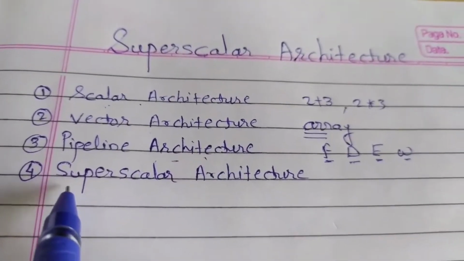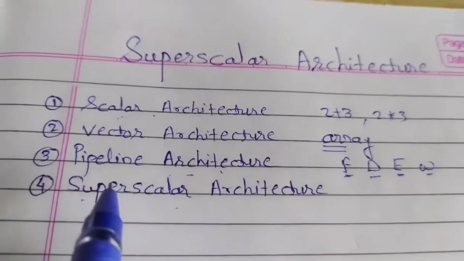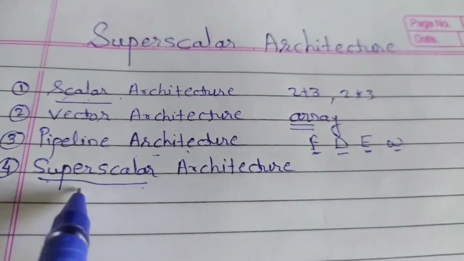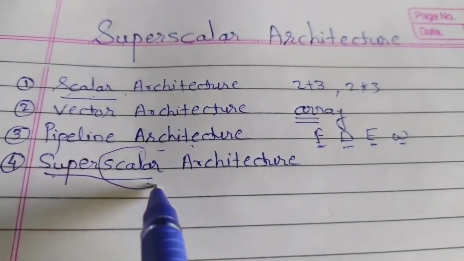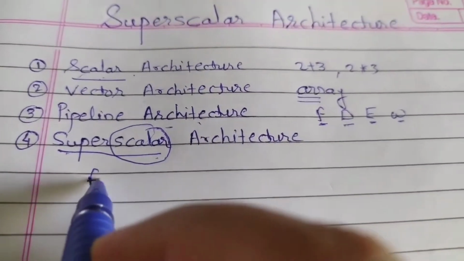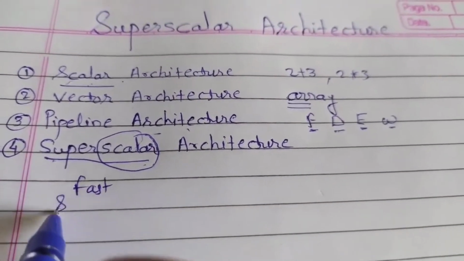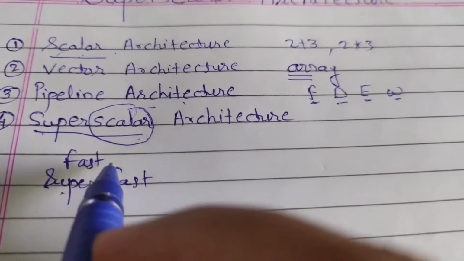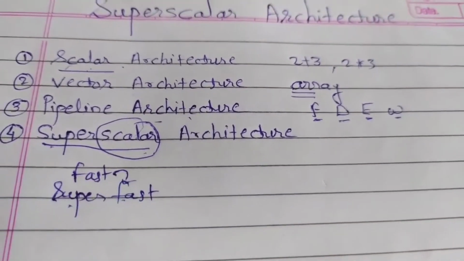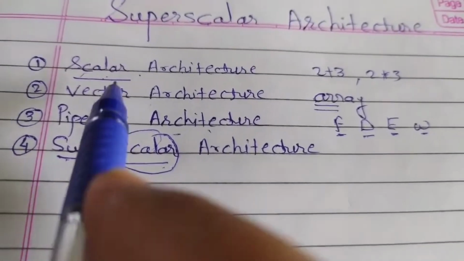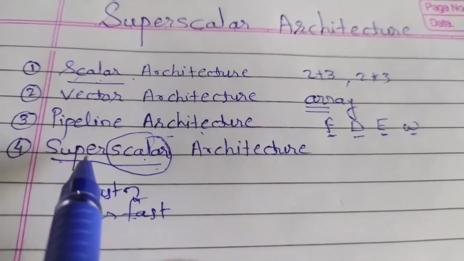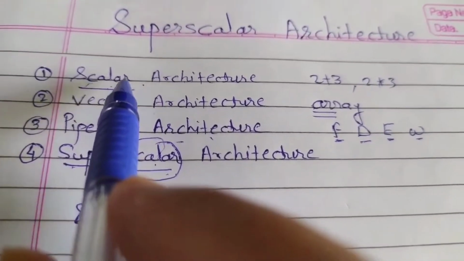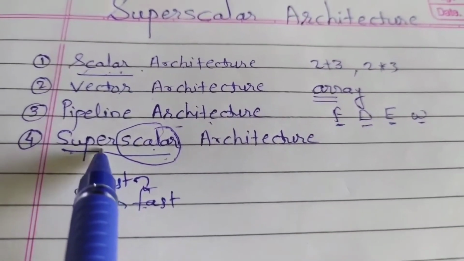Now we have the term superscalar architecture. Compare superscalar architecture and scalar architecture: one name is common, that is scalar. Now see, we say fast and super fast. What do you mean by super fast? It is better than fast. That's why we call it super fast. In the same way, superscalar means a processor which has better performance than the scalar architecture or scalar processor. That's why it is called a superscalar processor.